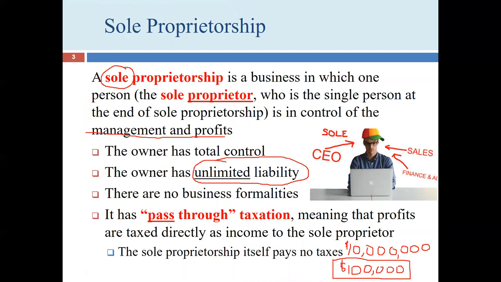But then I have my other money, my $9,900,000. What's left over of my $10 million after I've made my investment? With some business entities, this money will be safe. Sometimes it will be in jeopardy. Let me give you an example of what might happen.